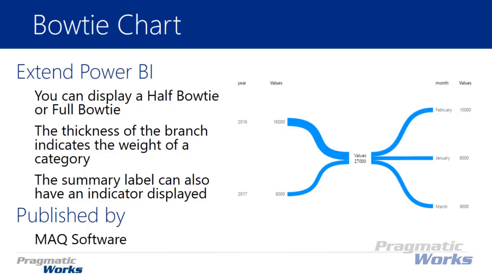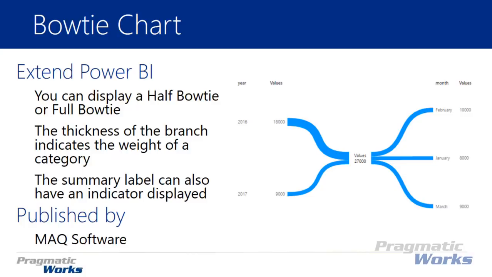Now, the Bowtie Chart is an interesting one in that it's designed really to show a flowing of data. You'll see some people like the screenshot to the right here showing it more as a hierarchical view of the data, where you can see how many values are coming out of the year 2016 or 2017 and going into February, January, or March. That's one way to do it, and that's similar to how I'm going to show my example later.